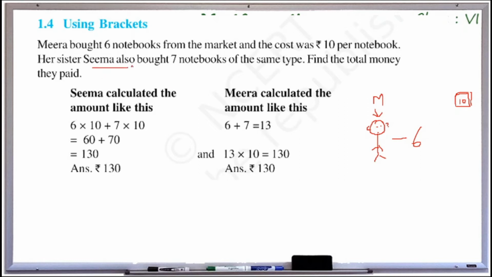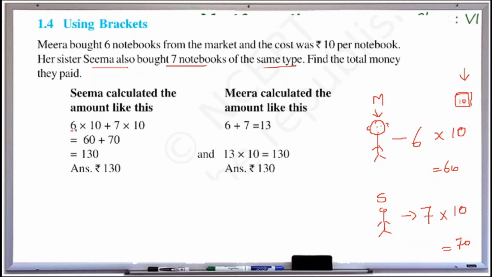And Seema bought 7 notebooks. So this is Seema. Seema bought 7 notebooks of the same type. Find the total money. So 6 notebooks by Meera and 7 notebooks by Seema. So 6 into 10 is equal to 60. 7 into 10 is equal to 70. Then the total is 130 rupees.